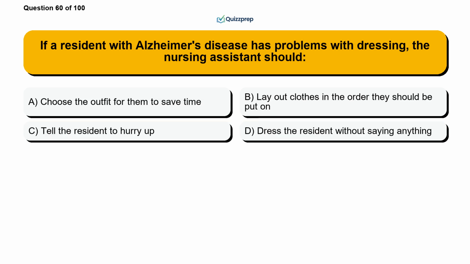Question 60. If a resident with Alzheimer's disease has problems with dressing, the nursing assistant should, option A, choose the outfit for them to save time.